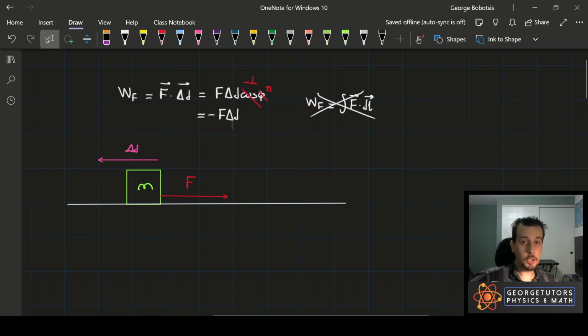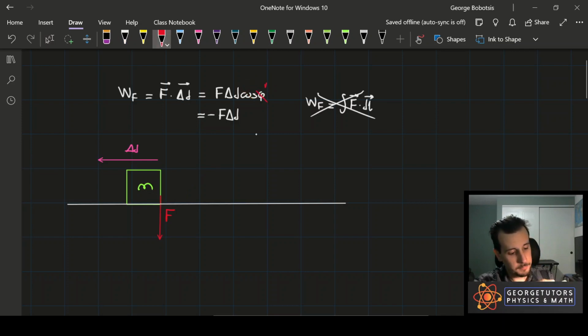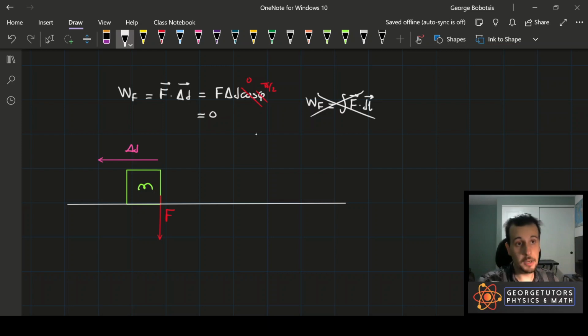Of course, I could have the force itself right now be perpendicular to the actual box and its direction of motion, in which case, again, this angle here would have been pi over 2. And we know that cosine of pi over 2 is simply 0, so we wouldn't get any work done, as we know from forces that are acting perpendicular to the direction of motion of an object.